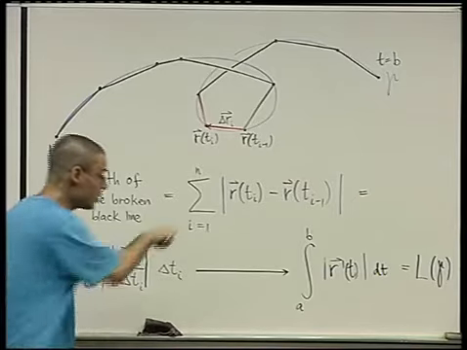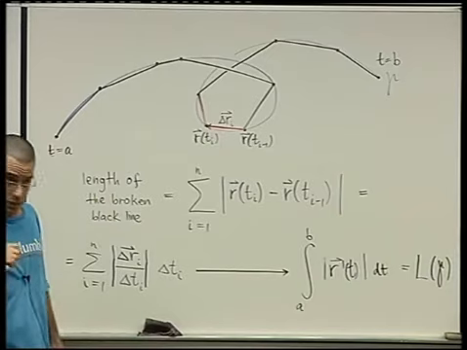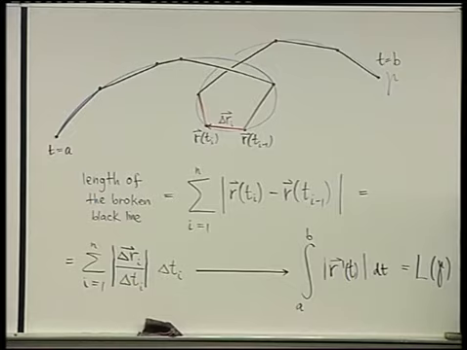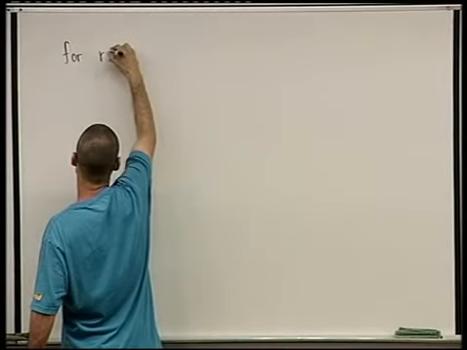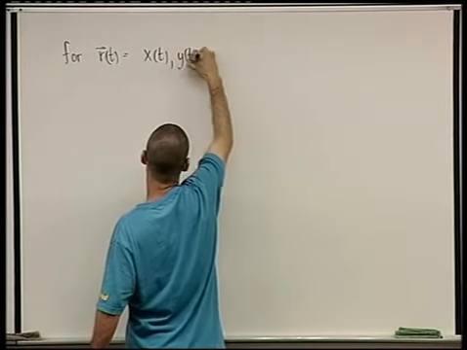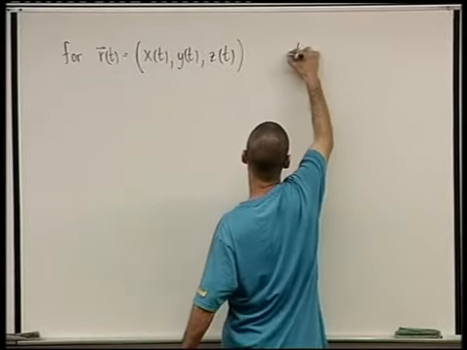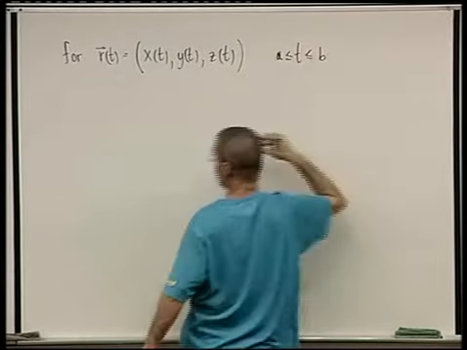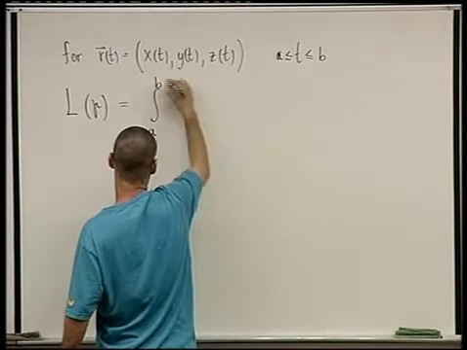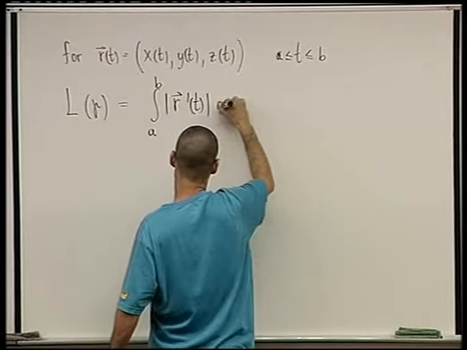Okay? I want to show you that you actually knew this. At least you knew it in a particular case. You've seen it in Calc 1 for a very specific case. So let's write this. For r of t equals x of t, y of t, z of t, if this is the parameterization, L of gamma equals the integral from a to b of the length of r prime of t dt.